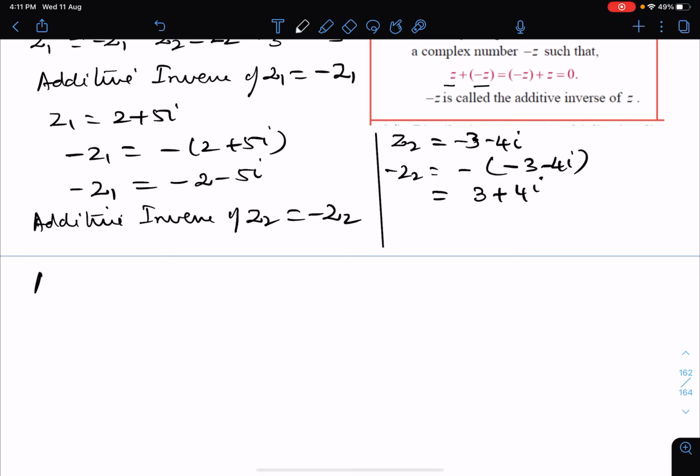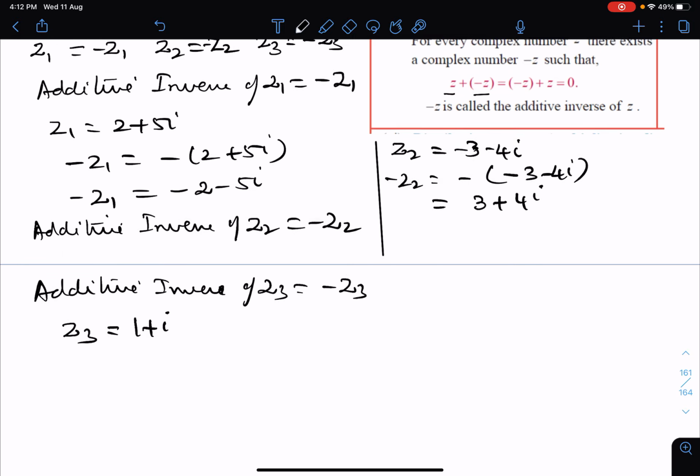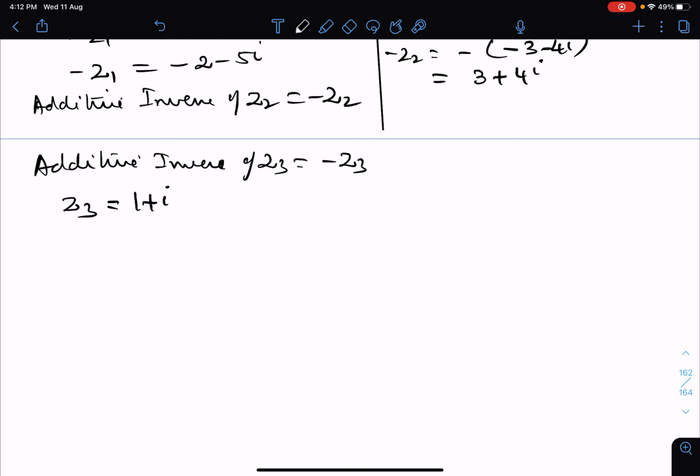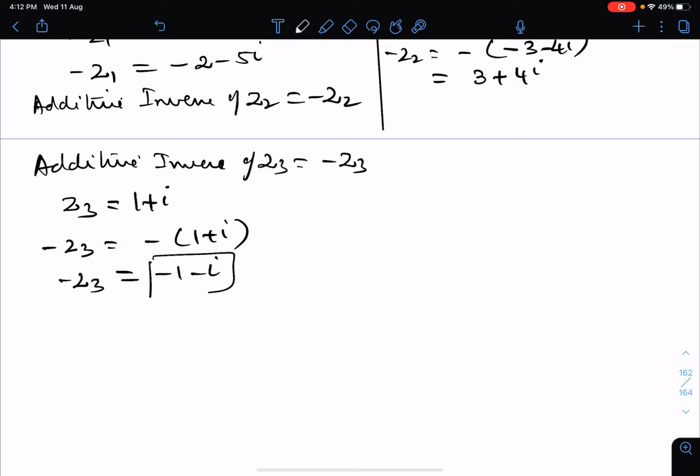Similarly, additive inverse of the next one, Z3, is going to be minus Z3. Okay, so what is our Z3? Z3 equal to 1 plus i, isn't it? Yes, it is 1 plus i. So minus Z3 equal to minus of 1 plus i. Both plus becomes minus, so minus 1 minus i is going to be minus Z3. So this is going to be our answer.